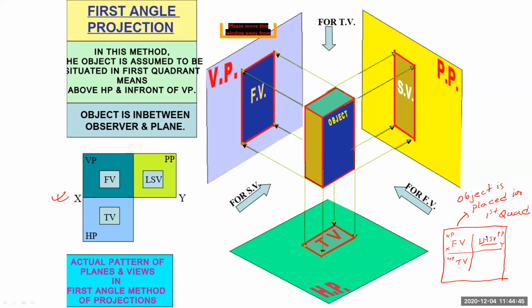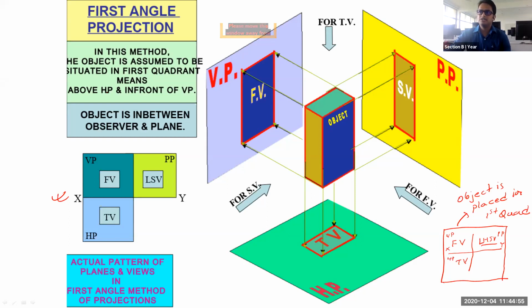So let's see what is written on this slide also. In this method, the object is assumed to be situated in the first quadrant, means above HP, in front of VP. If anybody asks you what do you mean by first quadrant, in that situation you have to tell that the object is kept above HP, and it is in front of your vertical plane. If it is satisfying this condition, then it is said that the object is in your first quadrant.